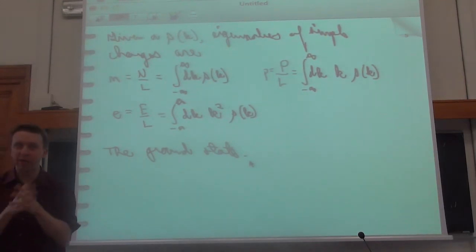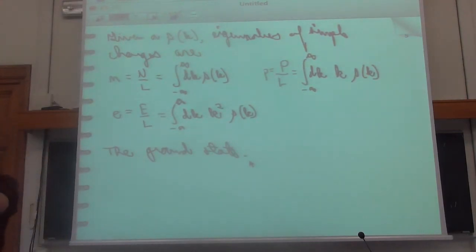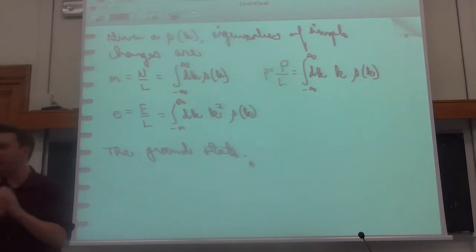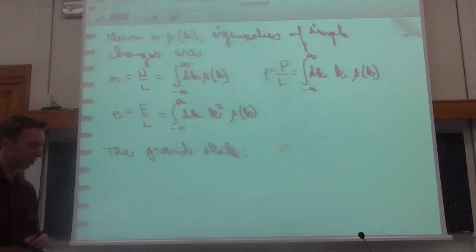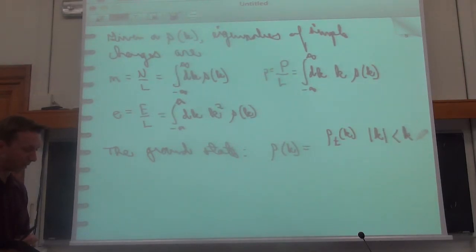So we expect that the ground state is simply like a Fermi sea where we have filled everything up until a certain value of rapidity, which we will write as kF. So the ground state essentially will be characterized by the following function. There's going to be a rho of k, which is going to be equal to rho total of k for k less than some value kF, and 0 otherwise.